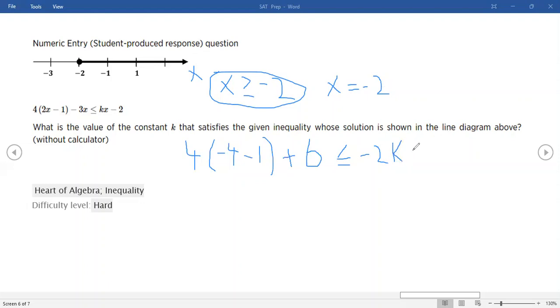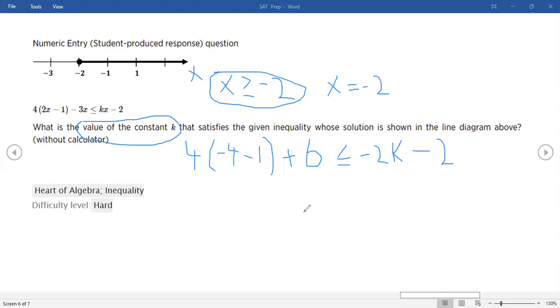And of course, the -2 is just there, right? Okay, so you guys double check me. I'm pretty sure I did all that right. And so the only unknown in this inequality, or you can really think of it as an equality, is k. And that's what it says. What is the value of the constant k? That's what we're looking for, right?